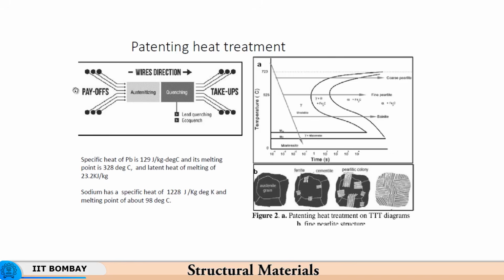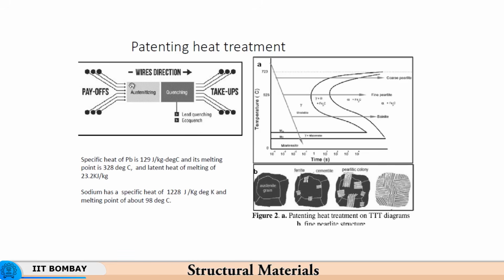Now the microstructure might not be exactly 100% pearlite, so it may contain different phases. So what you do is you austenitize it, you get into a single phase, okay, and then you have what is called lead quenching. This is very important. You don't do water quenching, you do lead quenching.